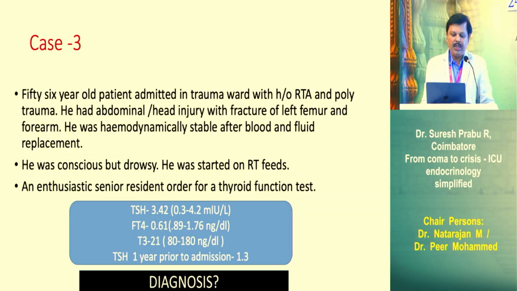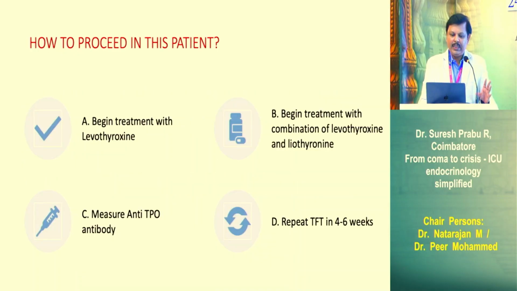I think this patient was given an endocrine consult. The patient was admitted with polytrauma, but was drowsy. So they have done a TSH and found that it is normal, but free T3 and free T4 were low. So what is the diagnosis? This patient has no previous history of thyroid illness. So should we start treating this patient, or should we wait and watch, or should we analyze the anti-TPO, whether to look for this thing?